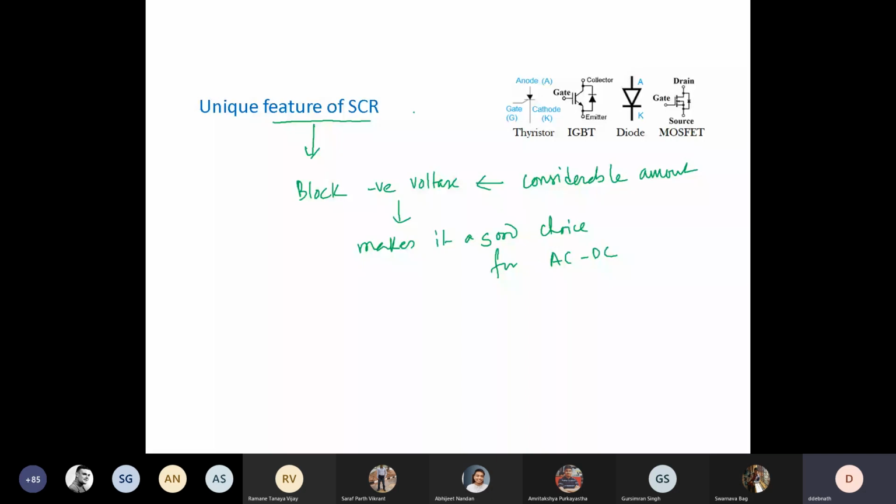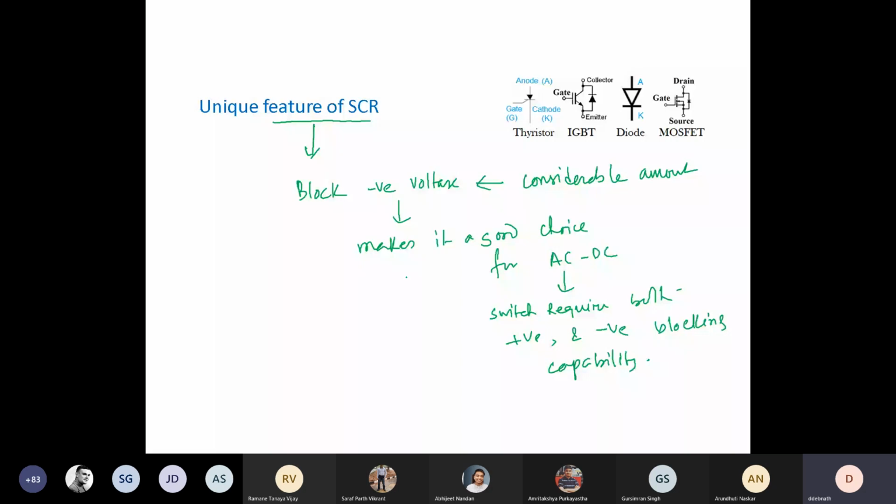requires both positive and negative blocking capability. So MOSFET can't have it. Generally, IGBT is also not a good choice for this, right? So that's why a thyristor is a good choice. This I have already discussed.